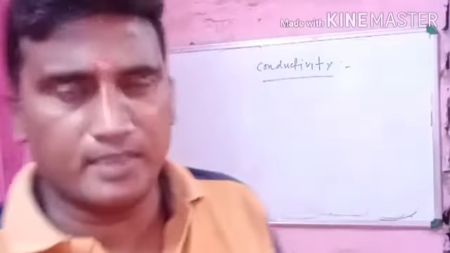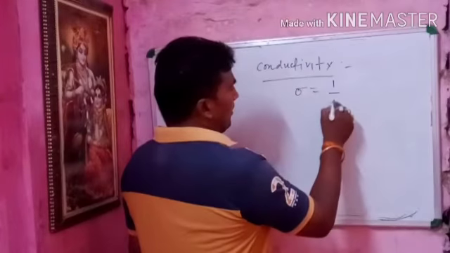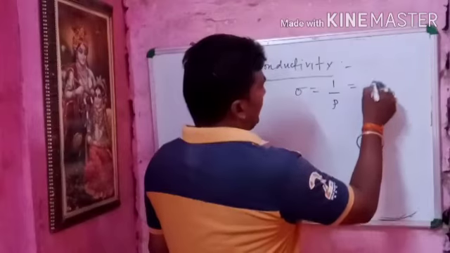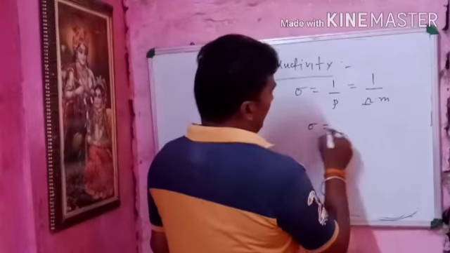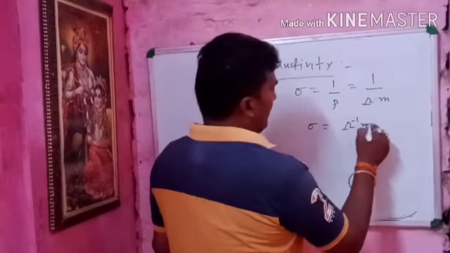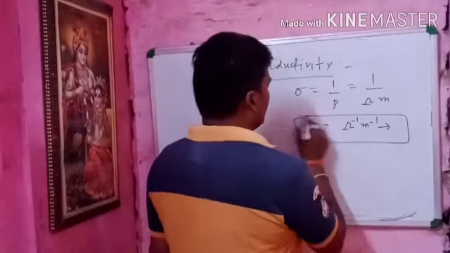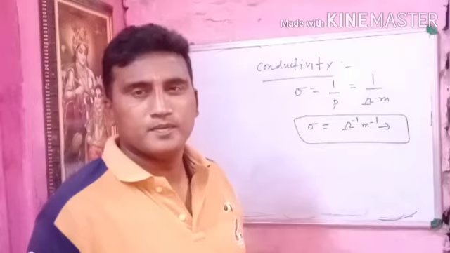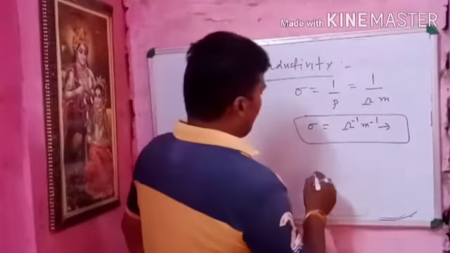What is the conductivity? The reciprocal of the resistivity is known as conductivity, and it is denoted by sigma is equal to 1 by rho. The SI unit is 1 by ohm into meter, and it will be converted to ohm minus 1 meter minus 1, and it is also called the unit of conductivity. But we identify the relation of conductivity.